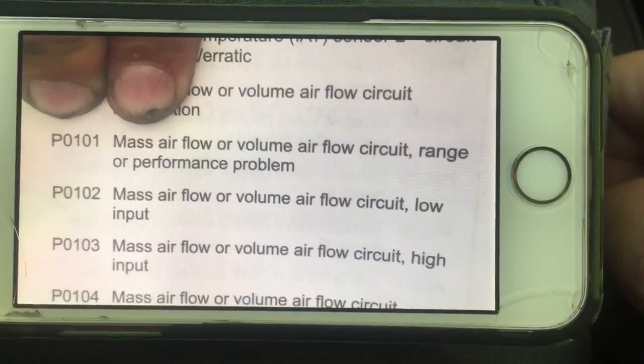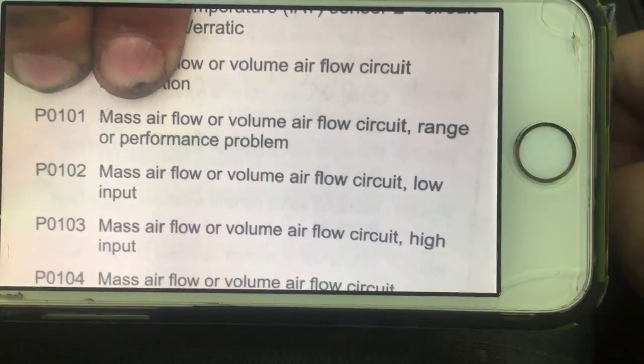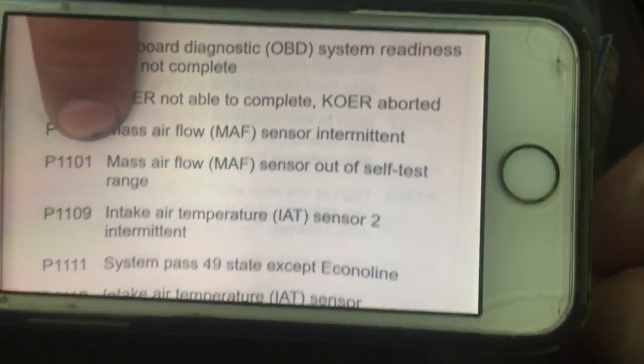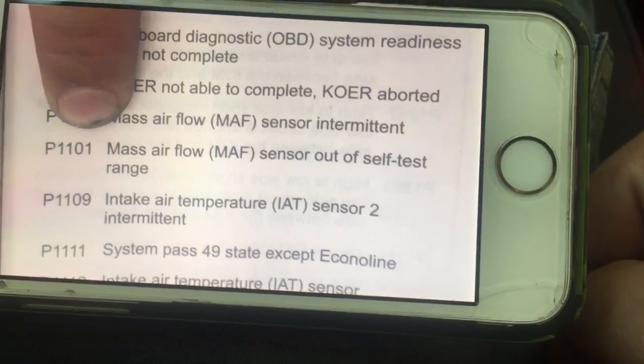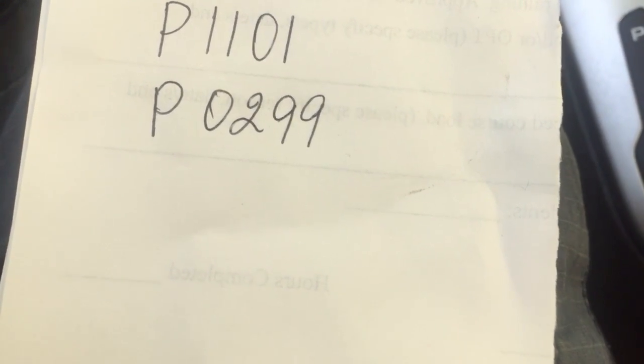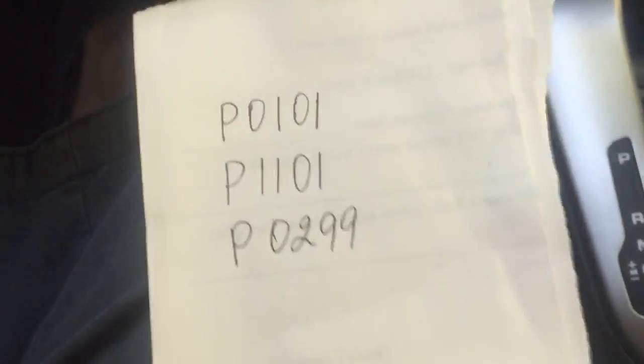If we check here, it says P0101: mass airflow or volume airflow circuit range or performance problem. And for the P1101: mass airflow MAF sensor out of self-test range. And for the P0299, when I looked it up online, it said the turbo system under boost, so the turbo was not performing as it should. It was underperforming. So all of these have to do with the intake turbo system on the Chevy Cruze. This is a 2016.